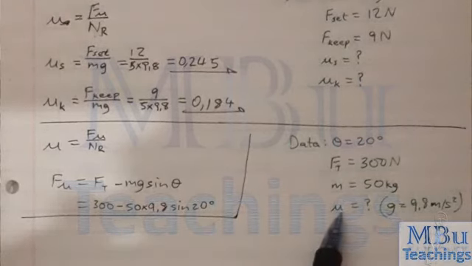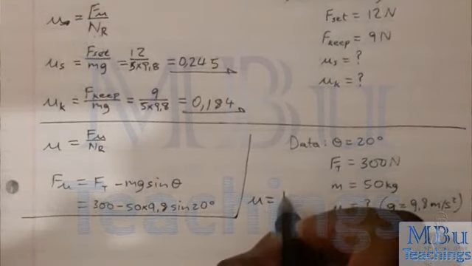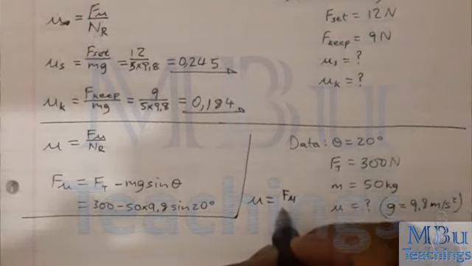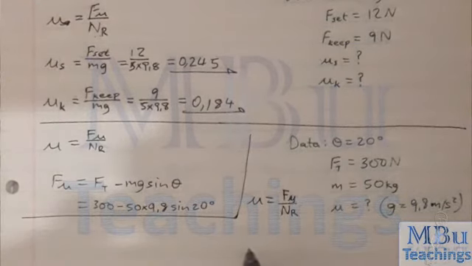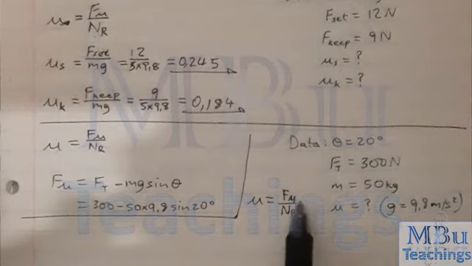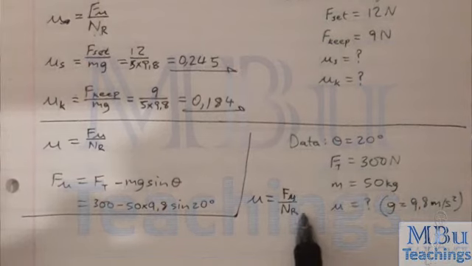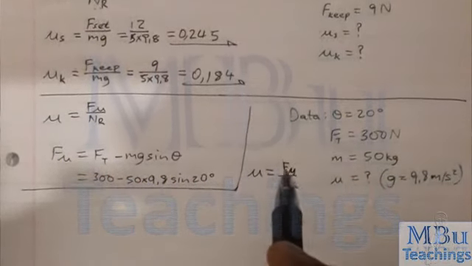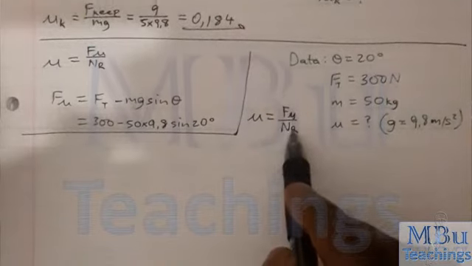Now we should ask ourselves a question: what is the formula for mu? Remember, mu is equal to F_mu divided by N_R, as you saw from the explanations we were doing previously. Then we do not have F_mu, we do not have N_R, so that means we will have to find both F_mu and N_R.